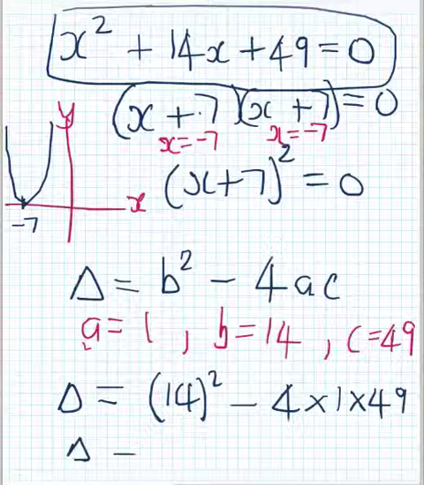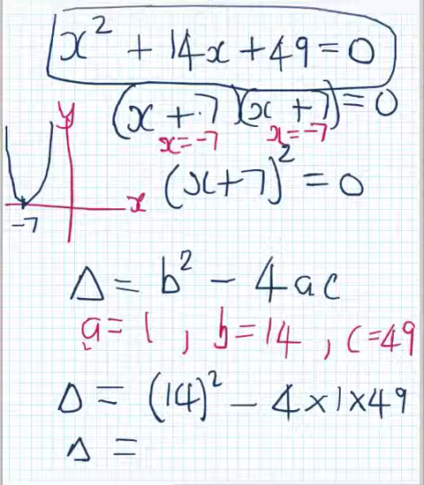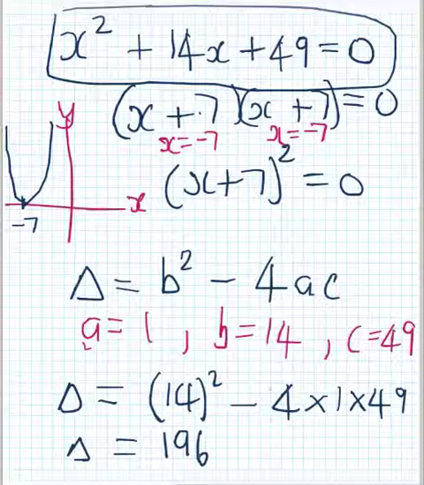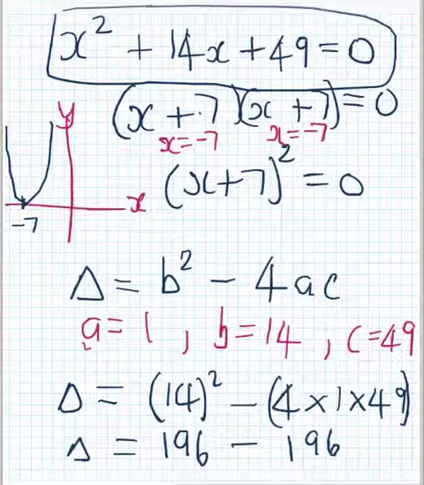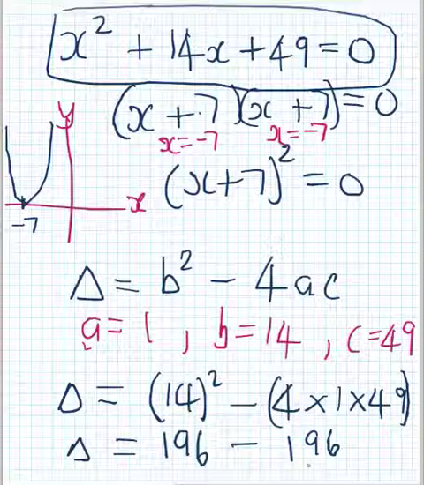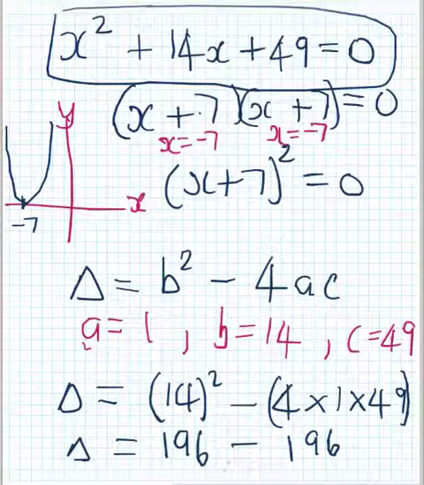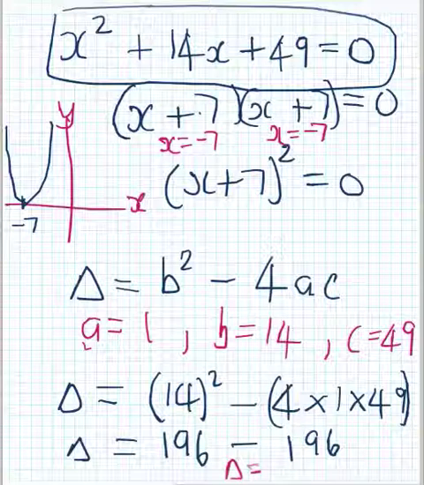Now let's just simplify. And 14 squared is 196. You can put this in brackets if you want to. Minus 4 times the positive 1 times 49. So 4 times 49 is also 196. And I'll just squeeze it down here. I'll change the color so it's more clear. Finally, we end up with the discriminant equals 0.